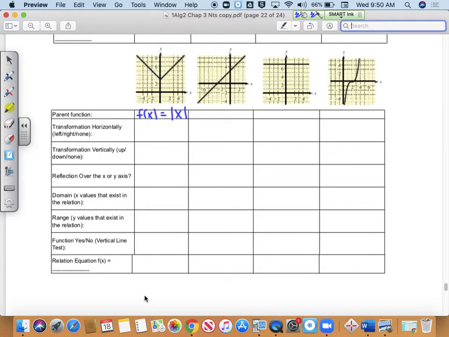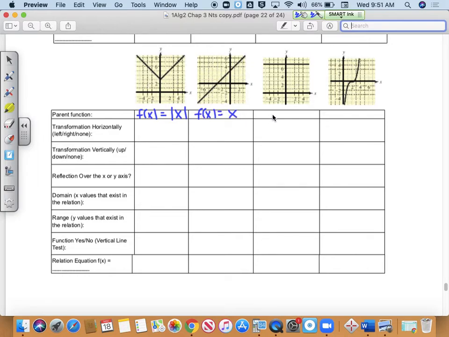This parent function should look similar since we just spent a ton of time doing linear functions in chapter 3. This parent function is just x, like y equals x. Like using slope-intercept form, y equals mx plus b. The parent function for straight lines is just y equals x, or f of x equals x.